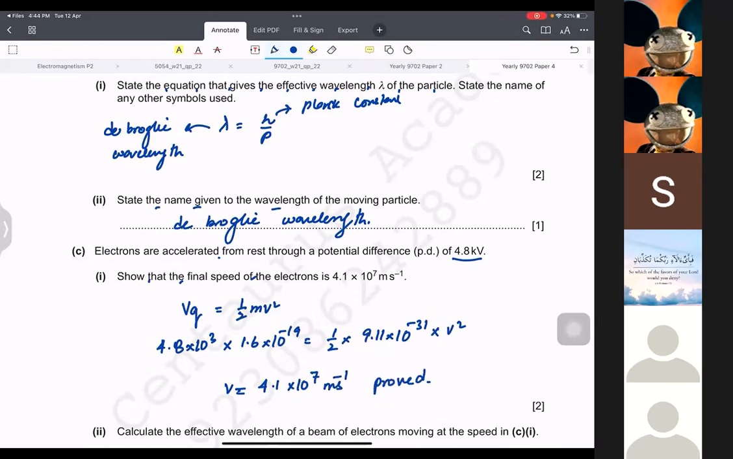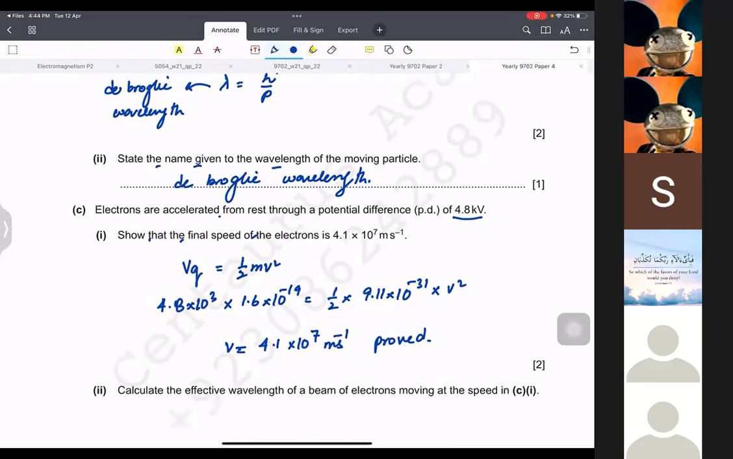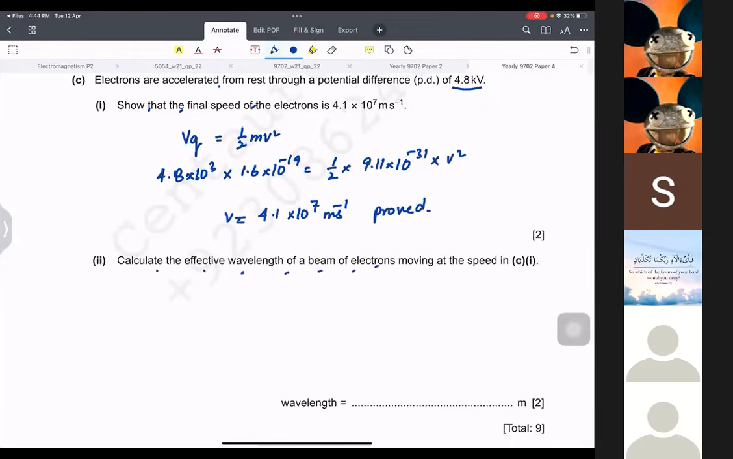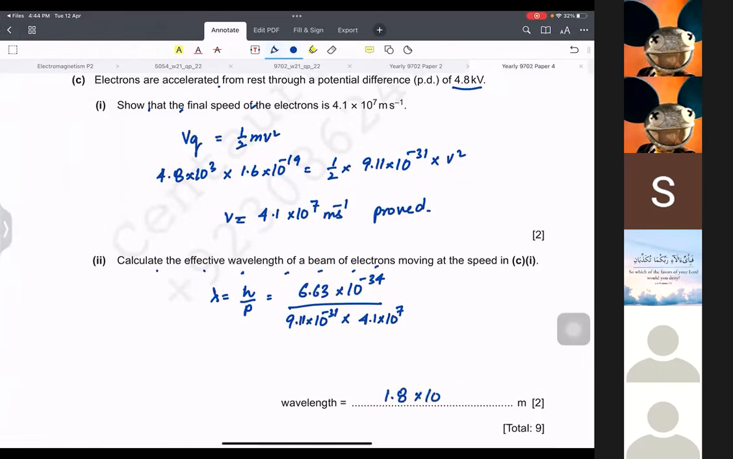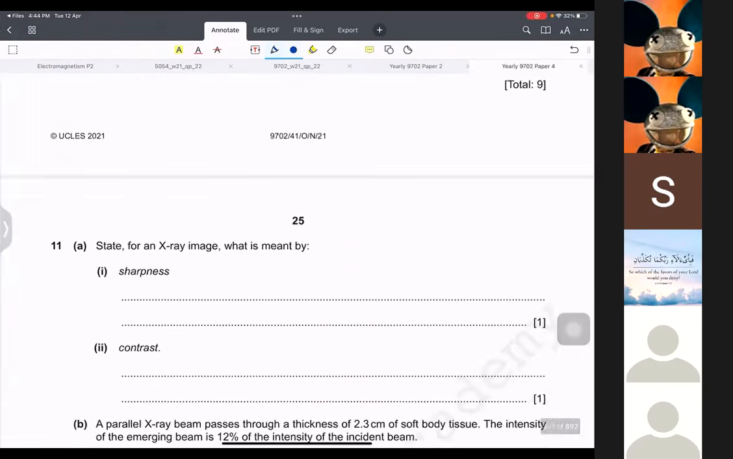Okay. Now, good. Now calculate the effective wavelength of a beam of electrons at the speed. Now this is equal to h upon p. So this is 6.63 times 10 raised to minus 34, over mass of electron, 9.11 times 10 raised to minus 31, and the speed we just found out. Okay, then the answer is... So basically what this shows is that a lot of people haven't done anything. This is what it shows.